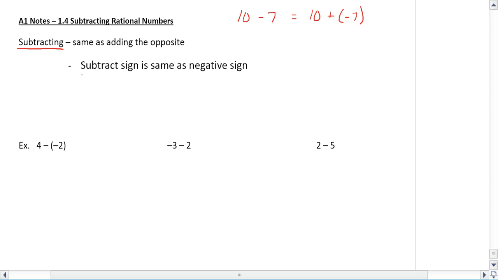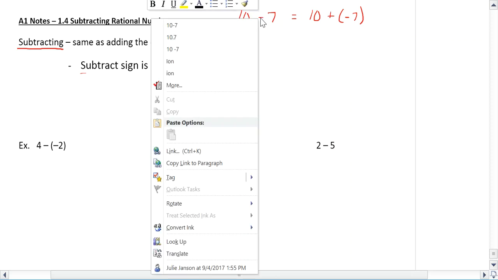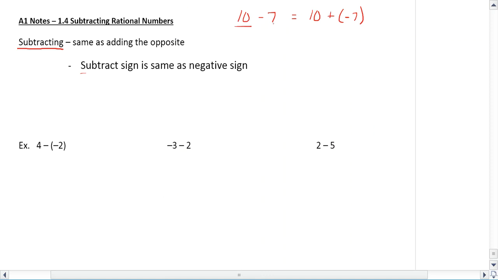This is my definition or way of looking at negative signs. A subtract sign is the same as a negative sign, and it always has been. In my example up here, this 10 is positive, and because there's a subtract sign in front of the 7, it is a negative 7. This 7 owns the sign that's in front of it. So adding the opposite or thinking of a subtract sign as a negative sign, both the same thing.